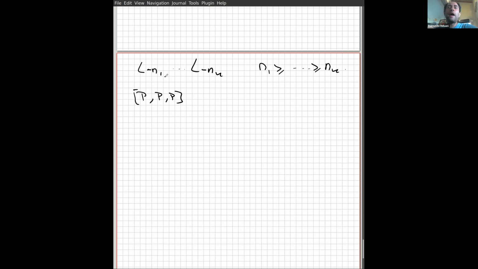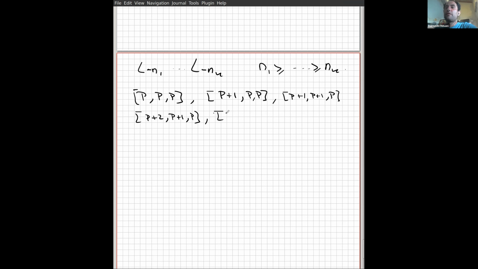This means that you cannot have the same part 3 times. So if I read this, it means that I cannot have L minus 2, L minus 2, L minus 2. I cannot have L minus 3, L minus 3, L minus 3. And I cannot have P plus 1, P, P. And I cannot have P plus 1, P plus 1, P. And also, I cannot have P plus 2, P plus 1, P. So I cannot have 3 consecutive guys. And I cannot have P plus 2, P plus 2, P. And I cannot have P plus 2, P, P.